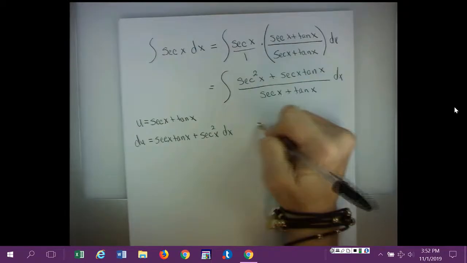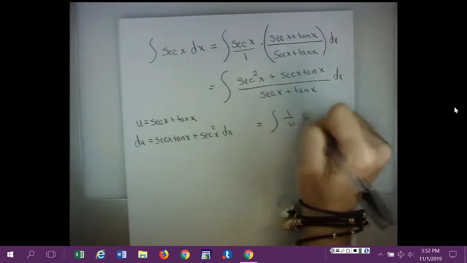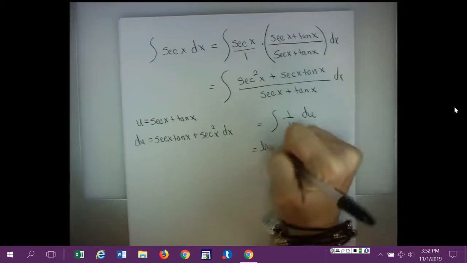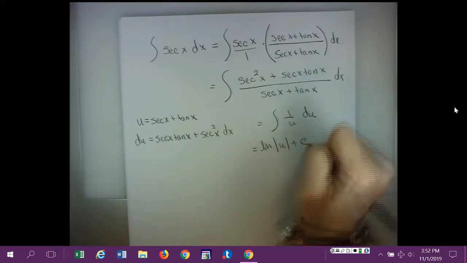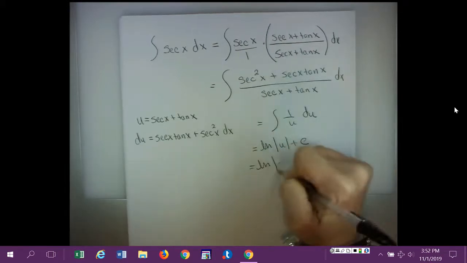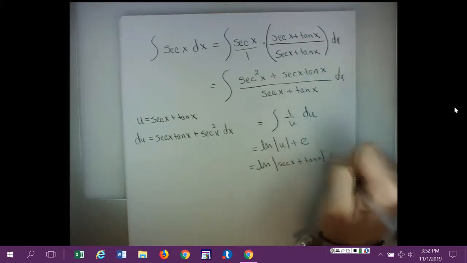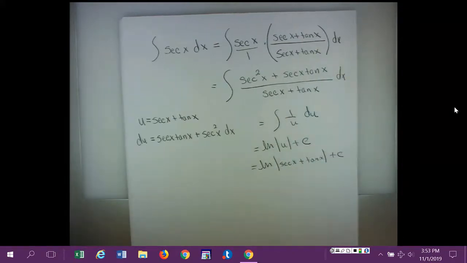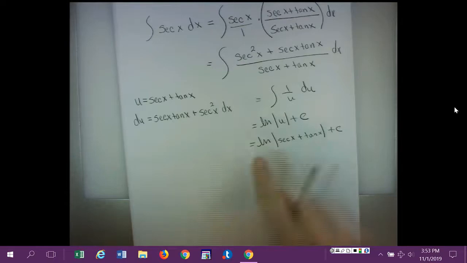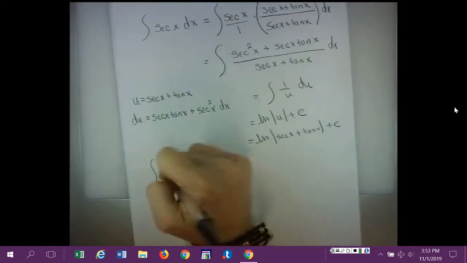So this becomes quickly 1 over u du, which is the natural log absolute value of u plus c, which is the natural log absolute value of secant x plus tangent x plus c. And there's your blue box special. So this is not test worthy. What is test worthy is this.